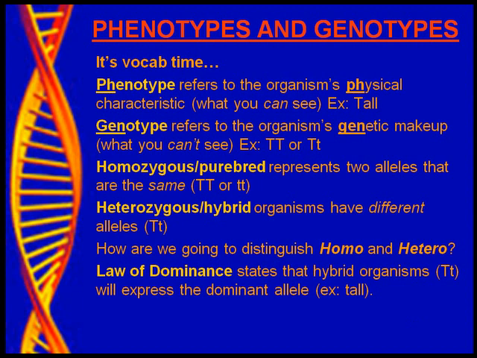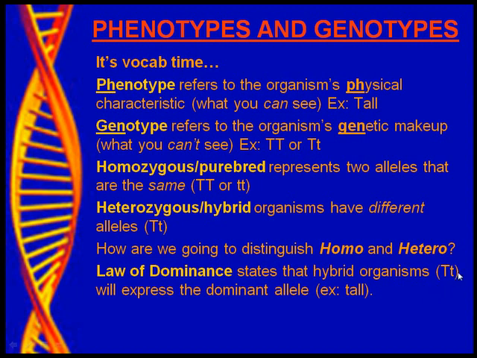The law of dominance is pretty simple. It is basically talking about the hybrid organisms. In other words, an example, big T, little t, like those offspring in a couple of slides ago. They are expressing the dominant allele. For example, they look tall. Okay, they're looking like the dominant form, right? That is the law of dominance.